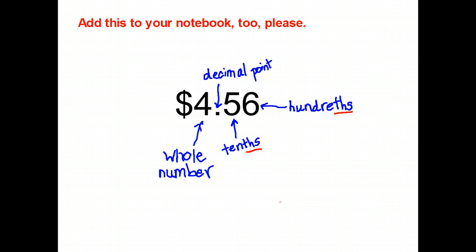A 10 is 100 times bigger than a tenth. And it's the difference between having a $5 bill or 50 cents. And 100 is 10,000 times bigger than a hundredth. It's the difference between having $600 or 6 pennies.